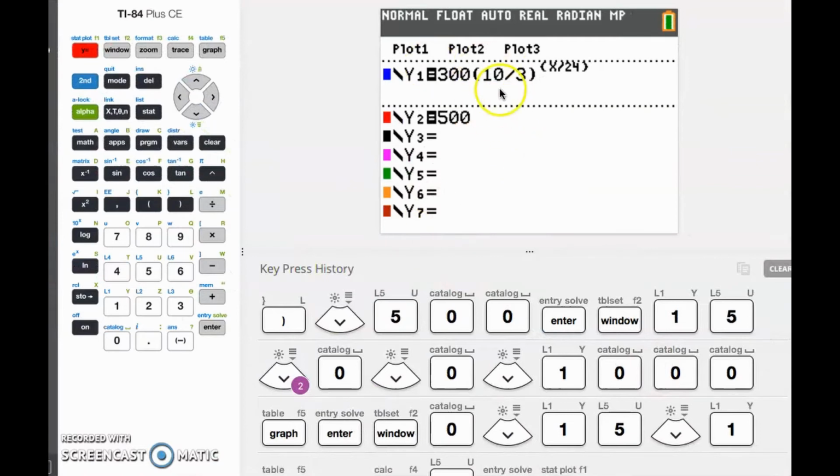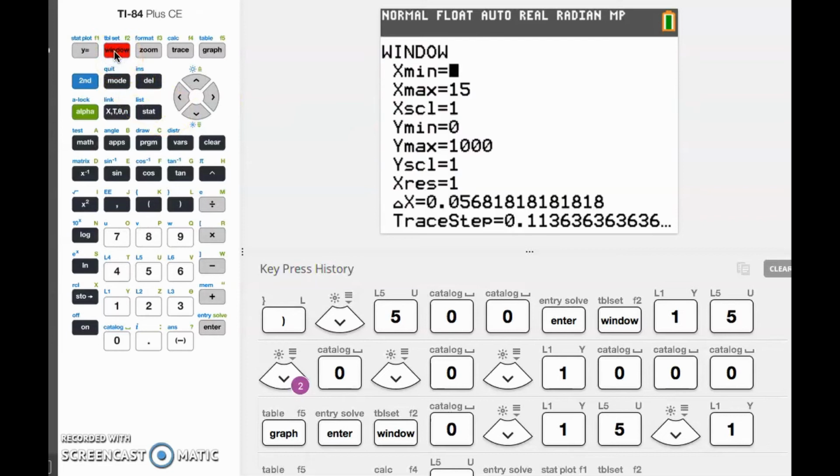I went ahead and typed in the function in my y1. That's my exponential growth model. And I typed in the function y equals 500, because we want to know when is the population equal to 500. I adjusted my window here. My x minimum is 0, my x max is 15, just because I know that the answer is 10.18, so I wanted that to be in my window.